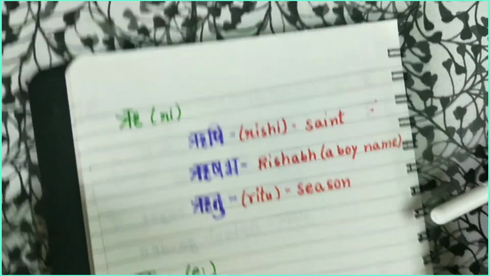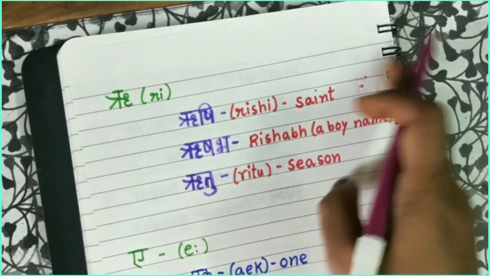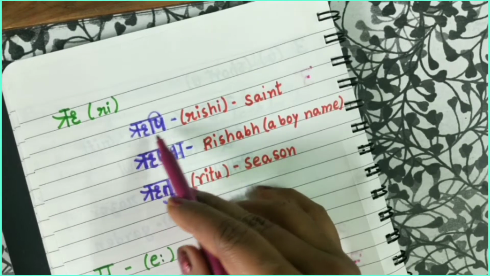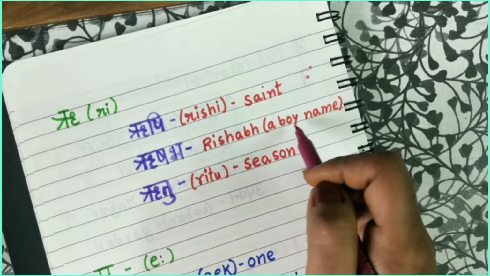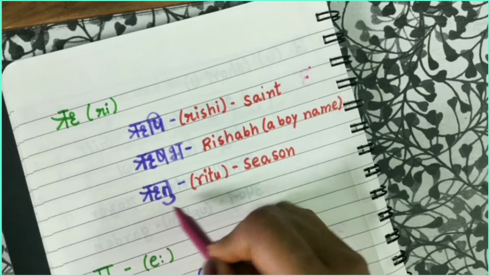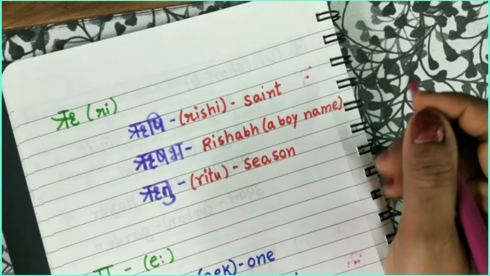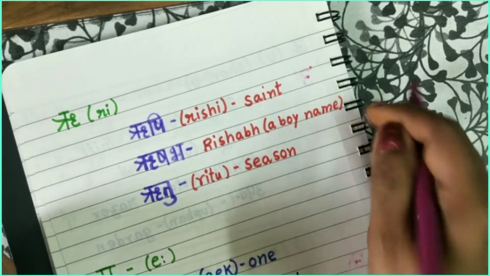Next one is ri. Ri say, or ri for rishi. Rishi means sage. Ri for rishabh. Rishabh means a boy name. Ri for ritu, or ri say ritu. Ritu means season. Seasons are called ritu.